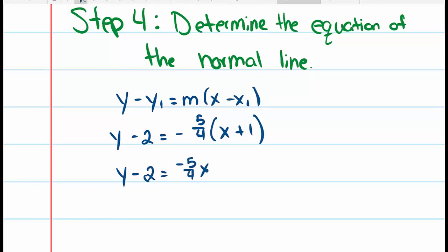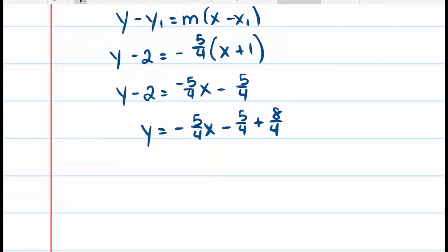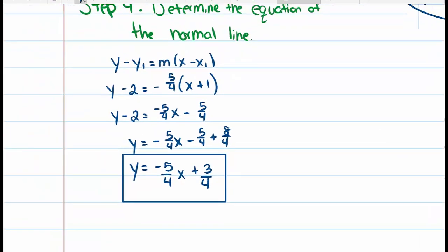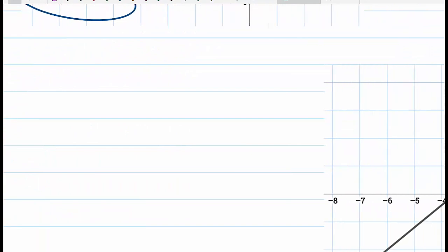Negative 5/4 x minus 5/4. Y is equal to negative 5/4 x minus 5/4 plus 8 over 4. And you get y is equal to negative 5/4 x plus 3/4. Boom, boom, boom, boom. Bada bing, bada boom. Let's go check our graph, make sure we're right.